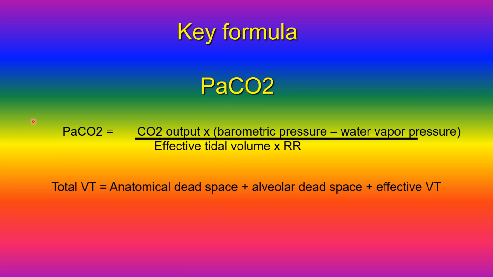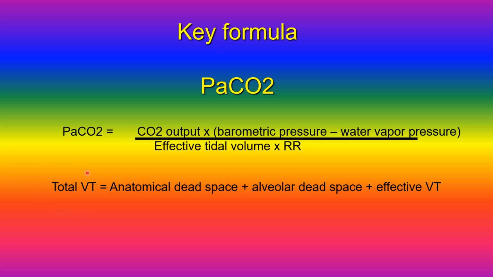Here, the value of the arterial partial pressure of carbon dioxide depends on the carbon dioxide output multiplied by the barometric pressure minus water vapor pressure. This is a fixed one, and this depends on the metabolic state of the patient. But the effective tidal volume multiplied by the respiratory rate, which is the minute volume, is the main factor responsible for the determination of the arterial partial pressure of carbon dioxide.